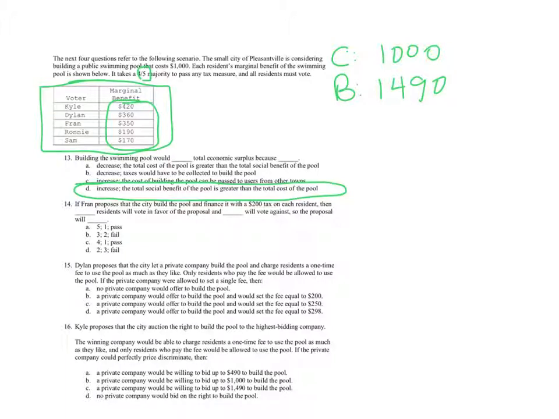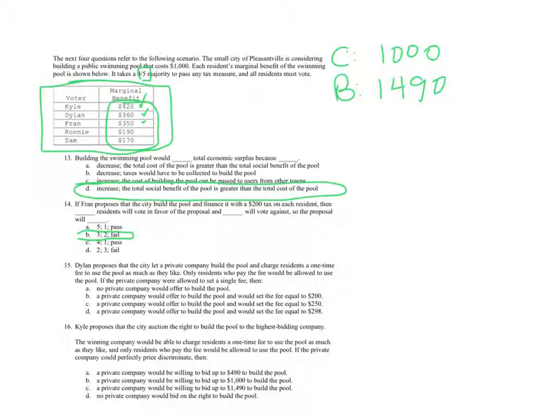If Fran proposes that the city build the pool and finance it with a $200 tax on each resident, then, let's see, everybody that has a valuation of greater than 200 would vote for it. So 3 do, 2 don't. So 3 residents have voted in favor, 2 against, and it's going to fail. So B is the answer there. Because you need a 4/5 majority.